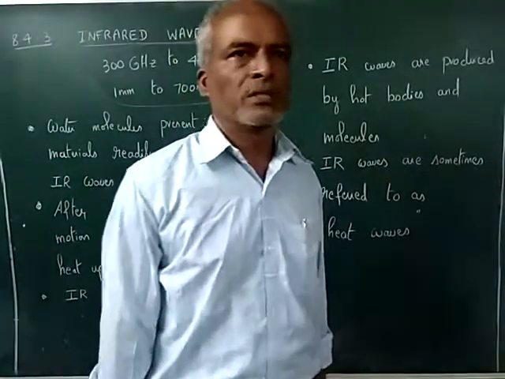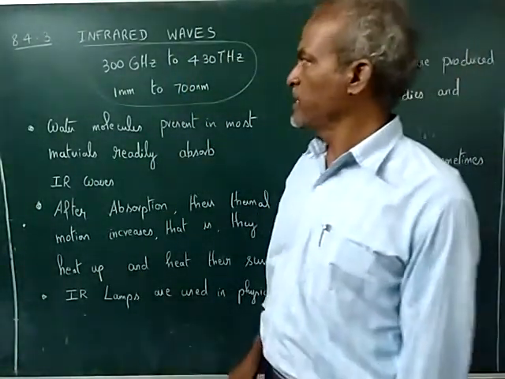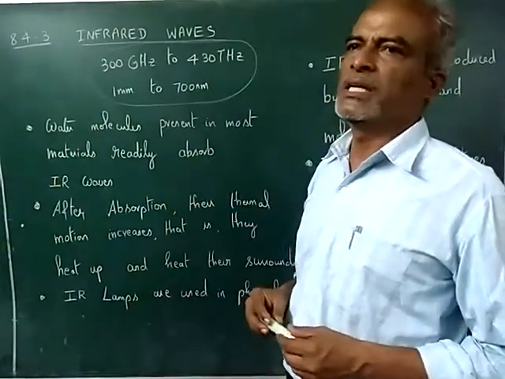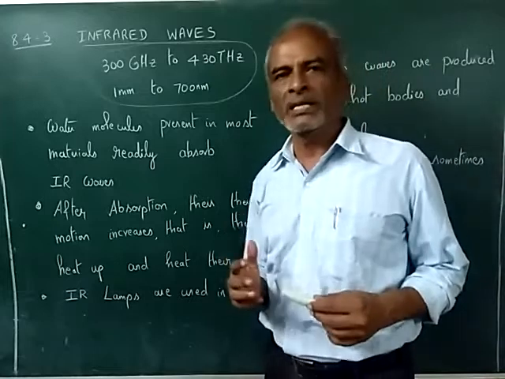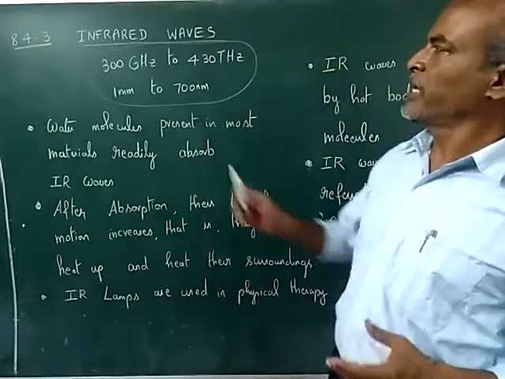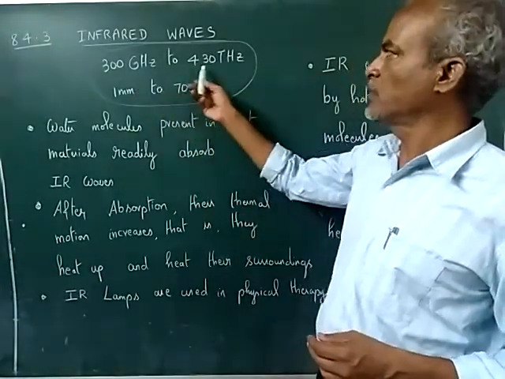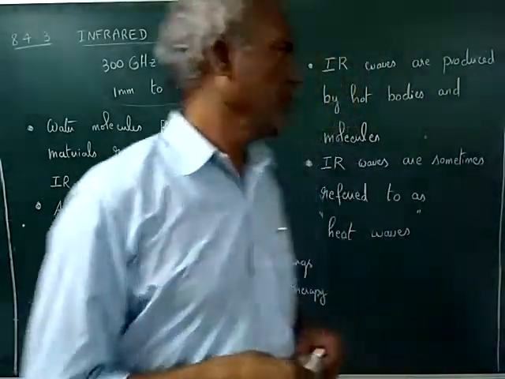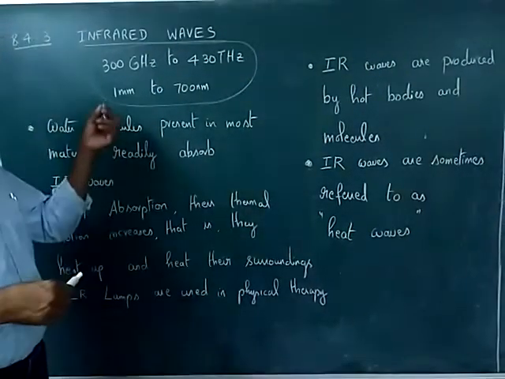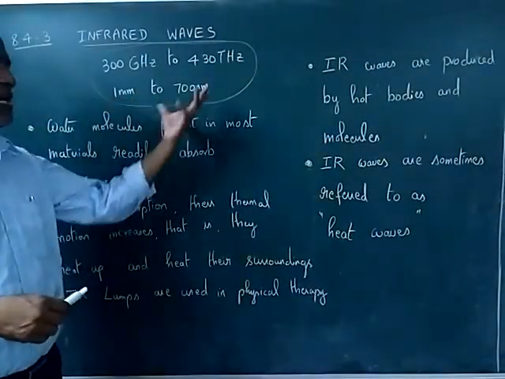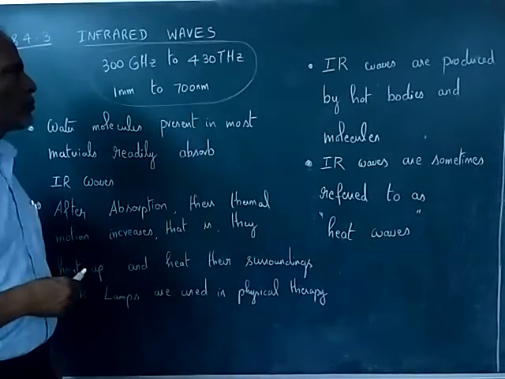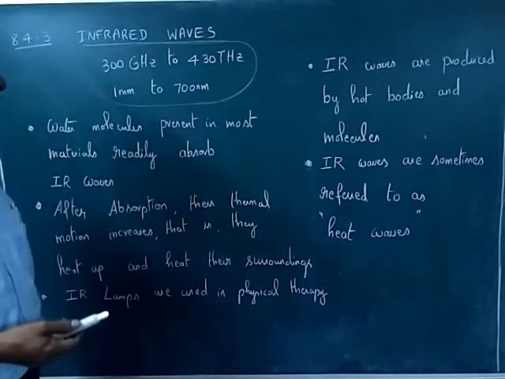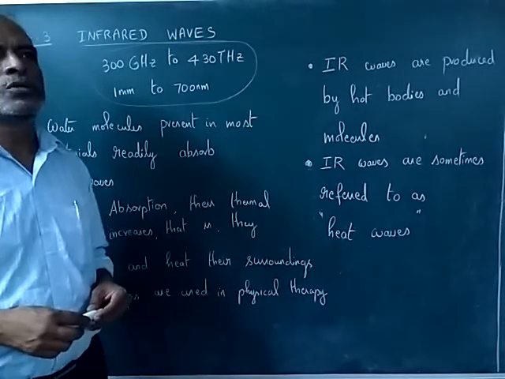Hello viewers, today we are going to see about infrared waves. It occupies a certain range of frequency in the electromagnetic spectrum. The range is from 300 gigahertz to 430 terahertz. If you convert that into wavelength, it is from 1 millimeter to 700 nanometer, or we can say 700 nanometer to 1 millimeter.